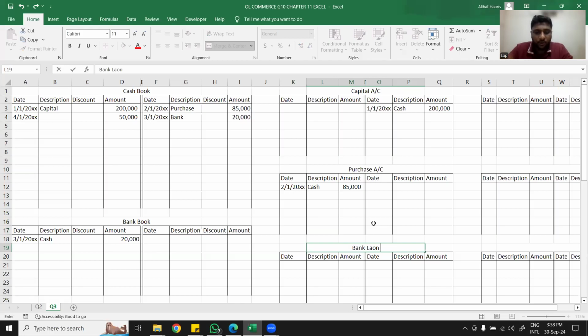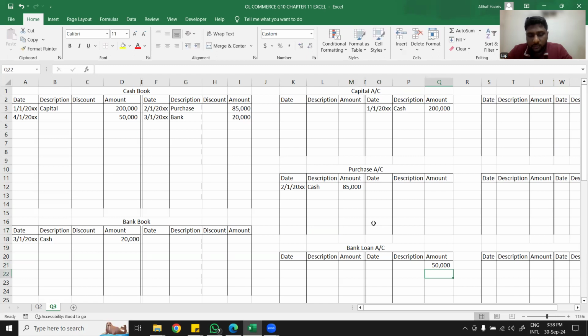Bank loan account, 50,000. Here you can write cash and here you can write bank loan. Cash debit, bank loan credit. Next one.